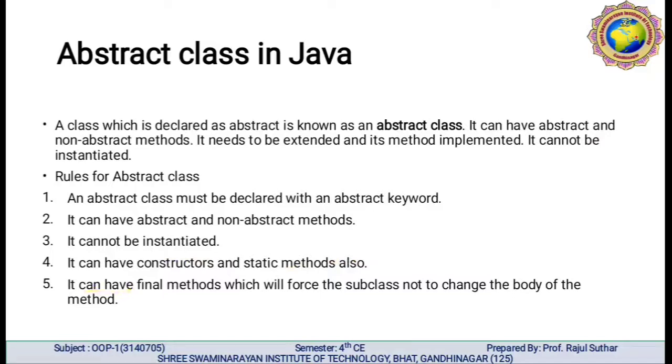And the last rule that covers the abstract class is that it can have final methods, which will force the subclass not to change the body of the method. So what is the meaning of this last statement? It can have a final method. If you declare the method as final, using the final keyword, you can't change the body of the method in the subclass. So remember, if a method is final, it forces the subclass not to change the body of the method.